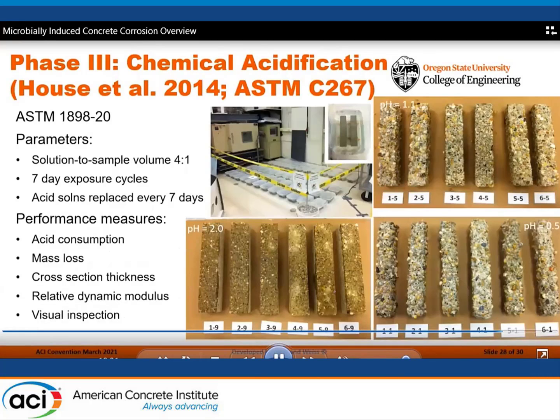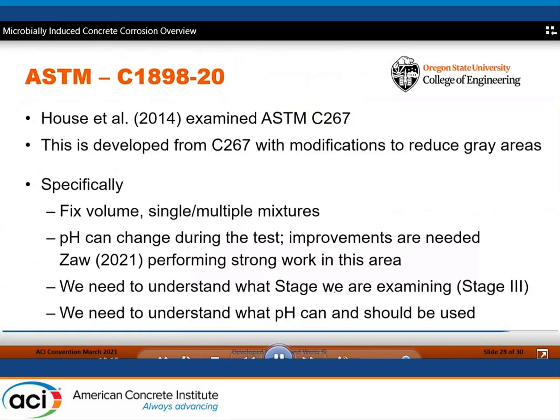So the idea behind this is chemical acidification is taking place in the system. We've fixed the sample to solution ratio. We've fixed the exposure times. We've fixed how often the acids have to be replaced. And we talk about some of the things that we're going to measure in these cases. So it really emphasizes a lot of the items that House found, really helps to identify several of the things in ASTM C267 that can be clarified, and really helps to make this a much stronger test. I really want to focus, though, and I really want to say that this is really all about stage 3, where we're dealing with chemical acidification.